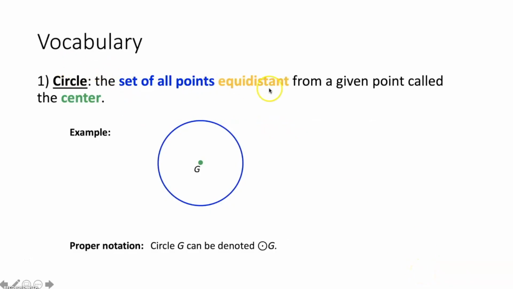That's the set of all points equidistant from a given point called the center. So in our example down here, we have circle G, and it's denoted by this symbol right here. Now, a circle, again, is the set of all points along this blue region right here that are equidistant from this point in the middle, point G, that we call our center.